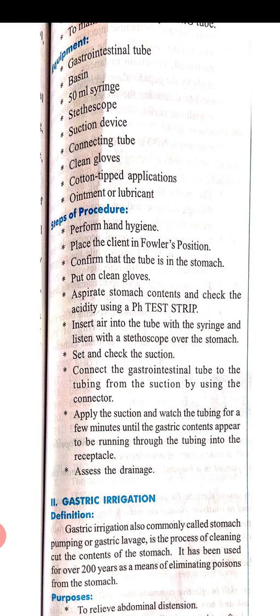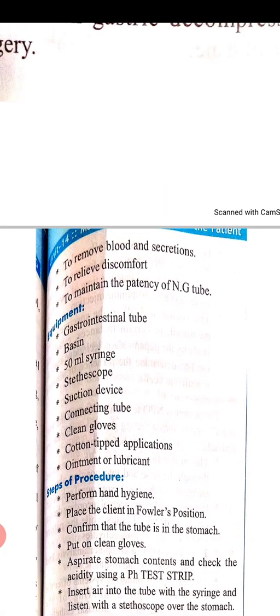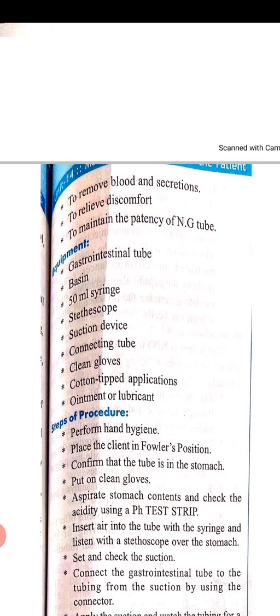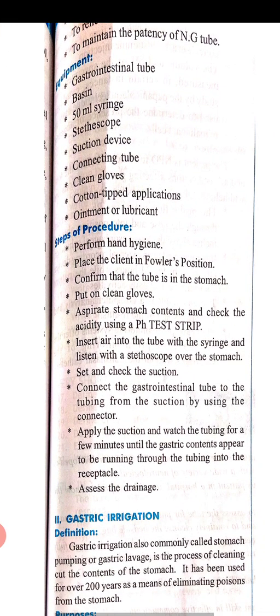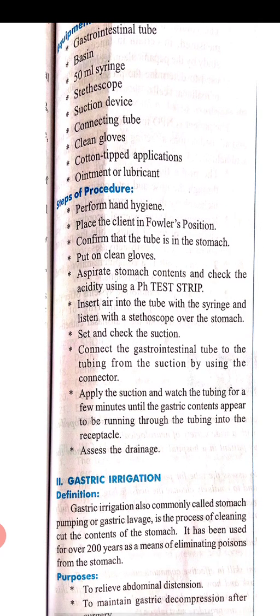Then assess the drainage. Nasogastric suctioning is a procedure by which we remove secretions, relieve abdominal distension, and maintain nasogastric patency. So take the equipment like the gastrointestinal tube, basin, 50 ml syringe, stethoscope, suction device, connecting tube, clean gloves, ointment or lubricant. First, we should wash hands to prevent cross infection and give the Fowler's position so the patient can easily tolerate the suctioning.